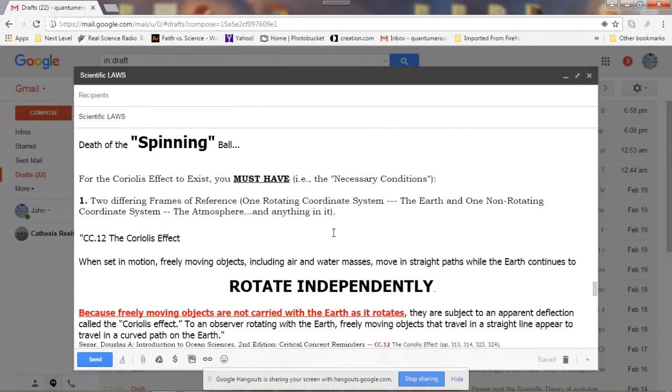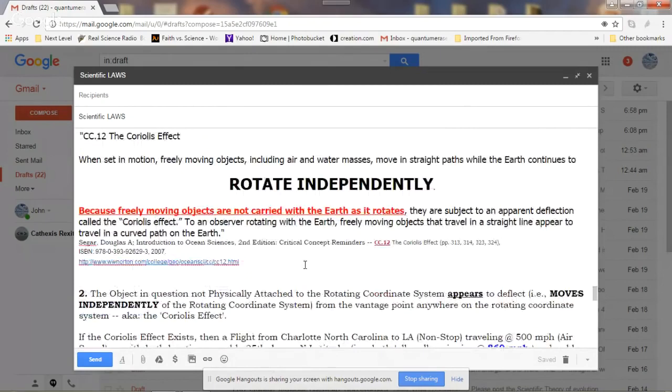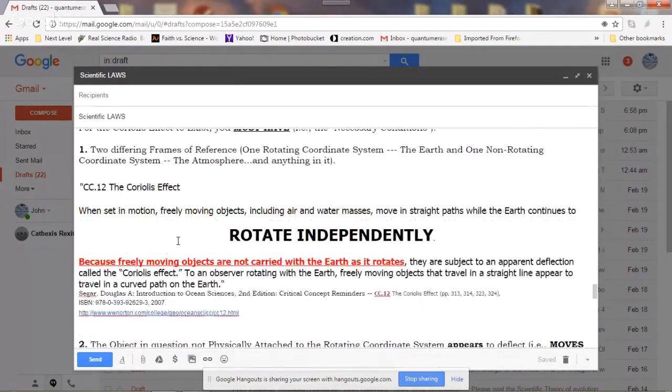Like I said, for the Coriolis effect to exist, you must have necessary conditions, right? Two differing frames of reference: one rotating coordinate system, the Earth, and one non-rotating coordinate system, the atmosphere. You have to have those conditions if the Coriolis effect exists in respect to the Earth. From our definition, again, from Douglas Seeger in the Introduction to Ocean Sciences, 2nd edition. This is a Critical Concept Reminder. This is a university level textbook. It comes right out and says it. You go and find any definition of the Coriolis effect, it's more or less going to say the same thing.